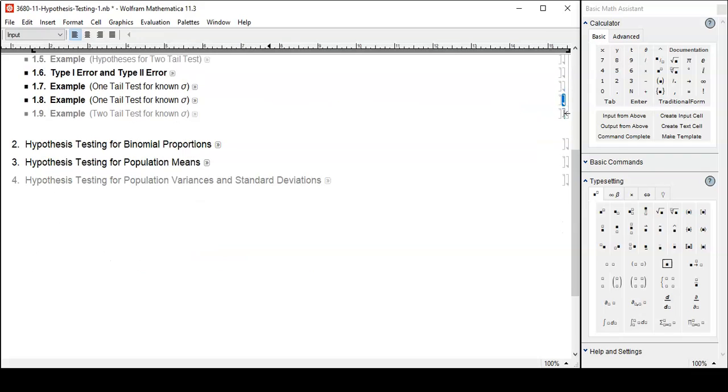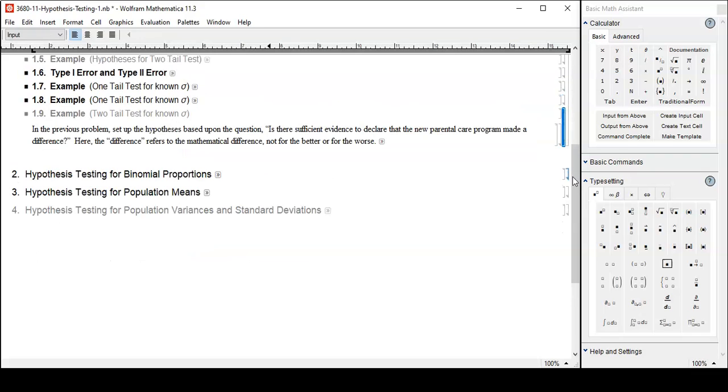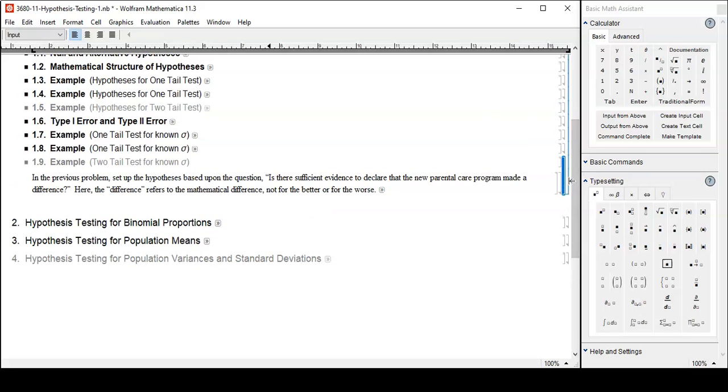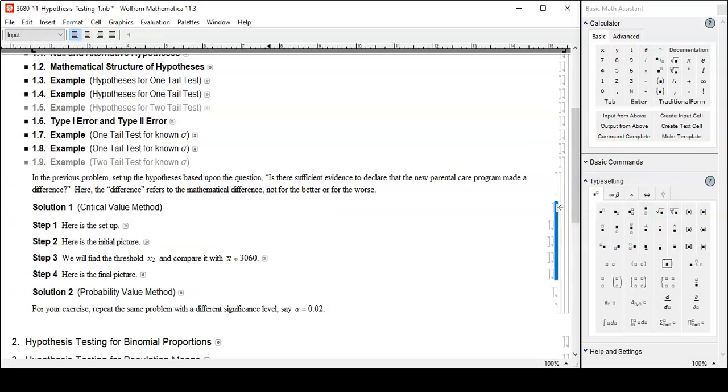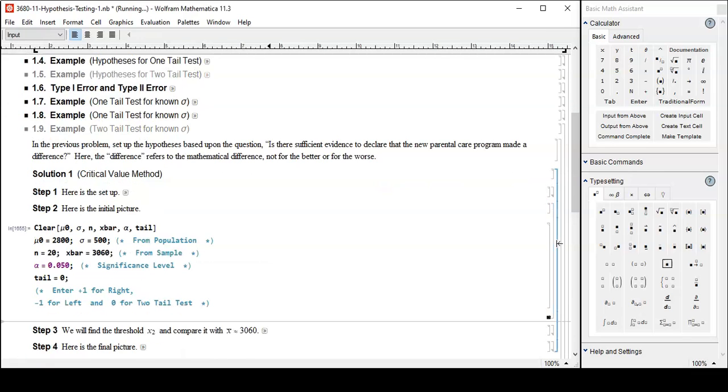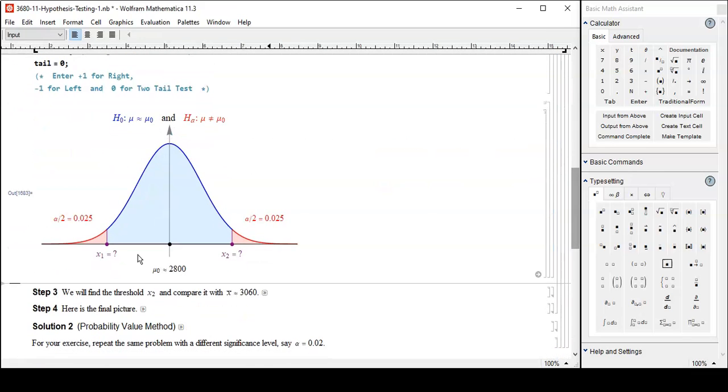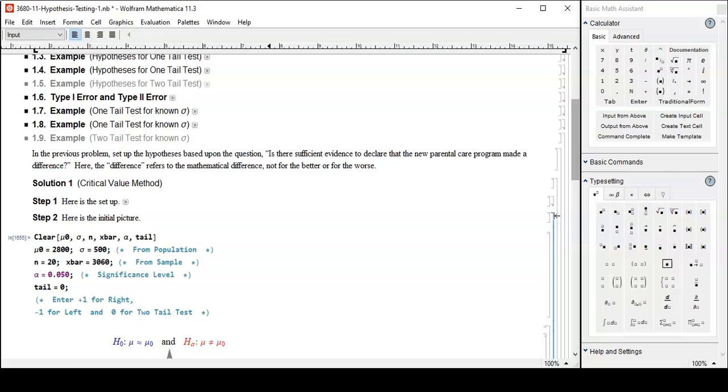Now, do we have a two-tailed test example here? Same thing, parental care program, and then we just do, just like confidence interval, 2.5% here, 2.5% there, and see if 3060 falls in the blue region or red region. Blue region, then null wins. Red region, null loses, basically. But we are doing two tails, not one tail. That's basically it.